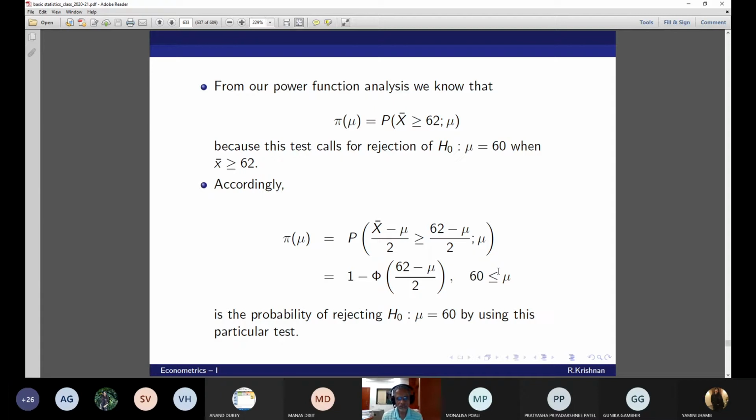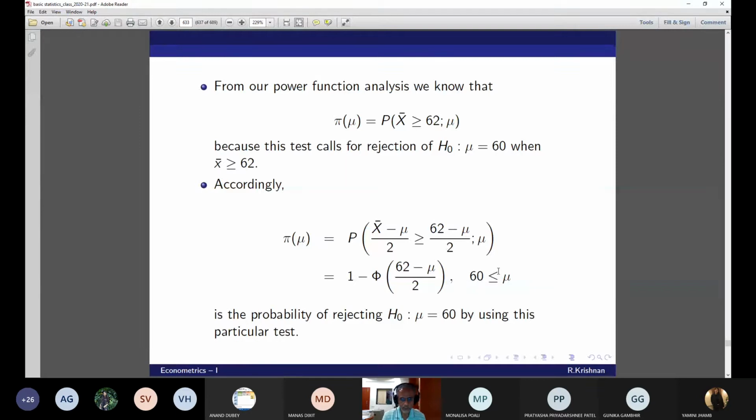Moreover, here there is no separate test statistic. X bar can be considered the test statistic. To avoid clutter, let me drop this delta. That is less time for me to type. So this is the power function analysis that you are seeing: pi(mu) is equal to P(X bar greater than or equal to 62).